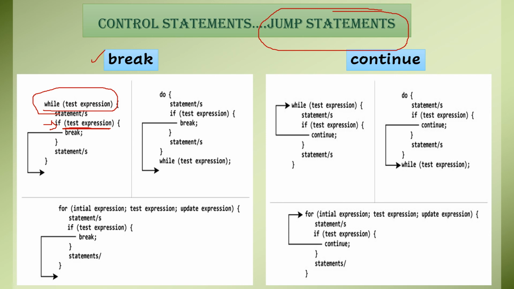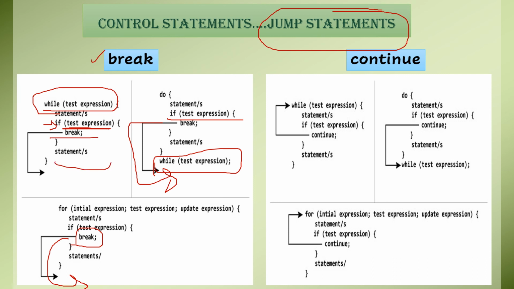And in case of do while, again the same: if this test expression is true, then break. That means we are coming out of the loop just after this while condition. And in the for loop, same, break, that means coming out of the for loop. That means after the break statement, whatever statements we are writing, those statements would not be executed.